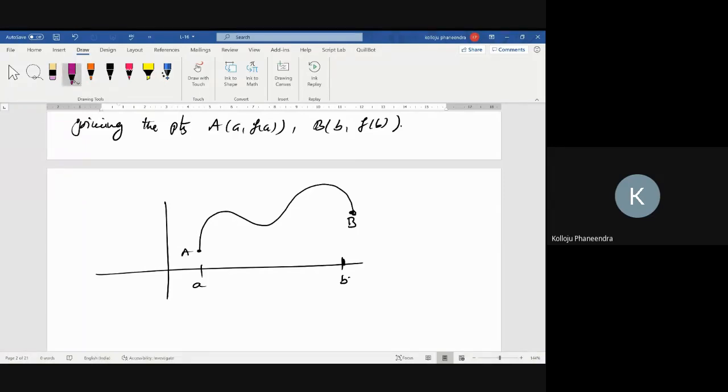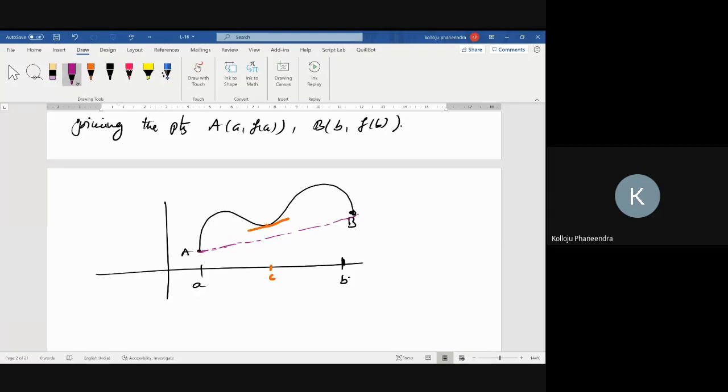Okay, what is the line segment joining A and B? This is the line segment joining A and B, and there is a point C. Let me consider this point C, where the tangent is parallel to the line segment AB.